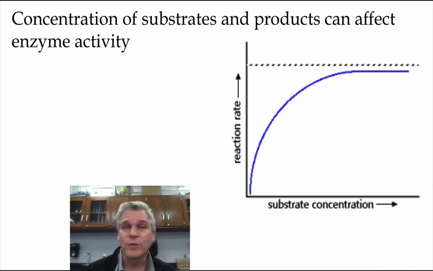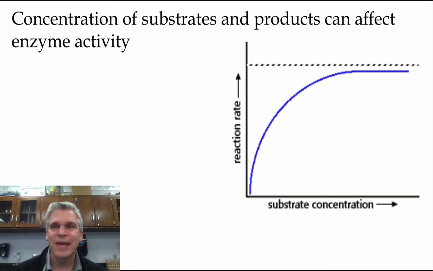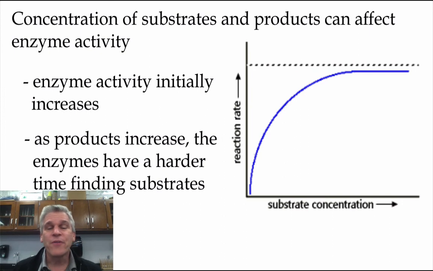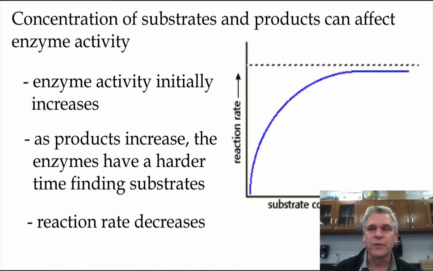Another environmental influence is the concentration of substrates and products, which can affect enzyme activity. So for instance, let's start with substrates. Let's say we have a whole bunch of substrates. Initially, the enzyme activity will increase. There's a lot of substrates that the enzymes can work on. But as the number of products increases, the enzymes are going to have a harder time finding those substrates. And so eventually, the reaction rate is going to even out, and then eventually it'll decrease because there won't be any substrates left for the enzymes to react with.